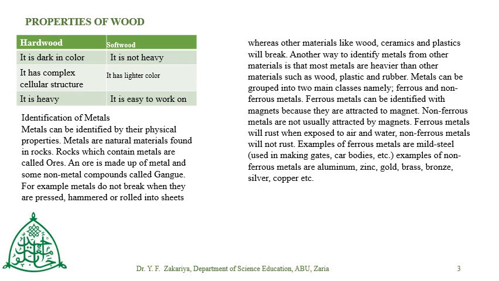Examples of ferrous metals are mild steel, used in making gates, car bodies, etc. Examples of non-ferrous metals are aluminium, zinc, gold, brass, bronze, silver, copper, etc.